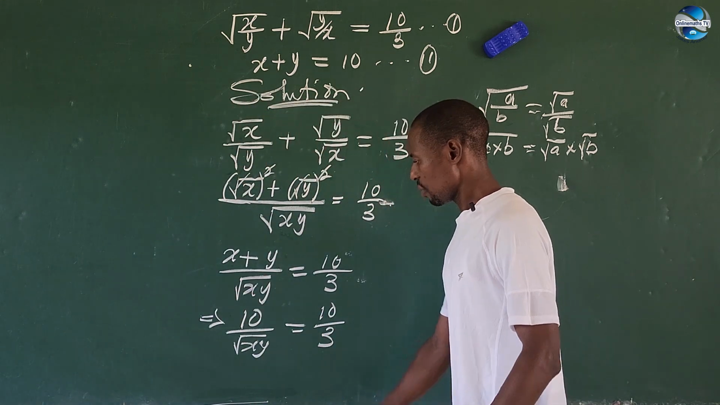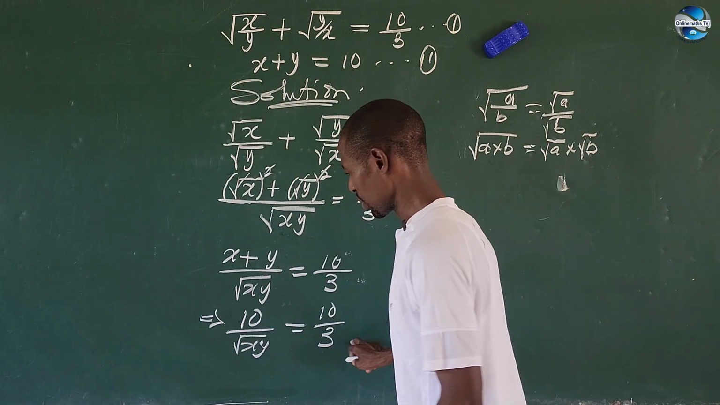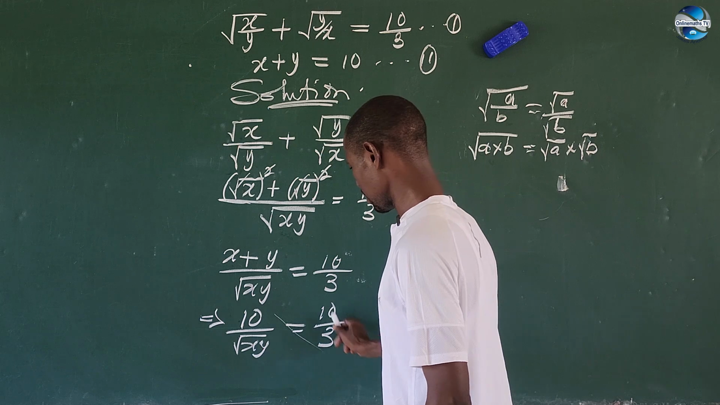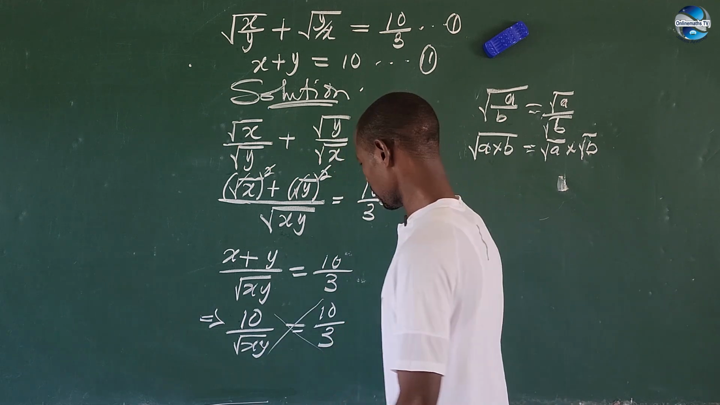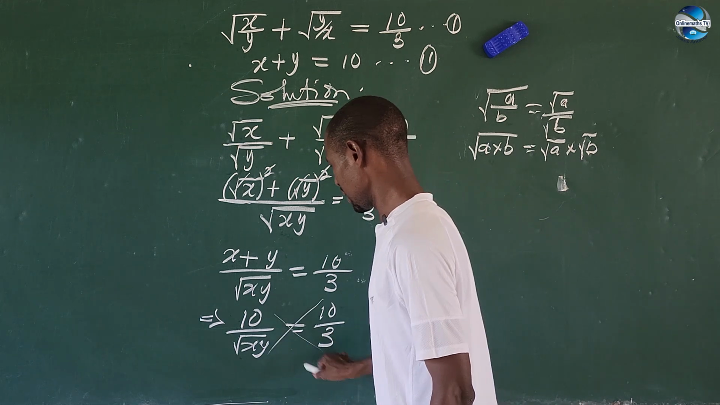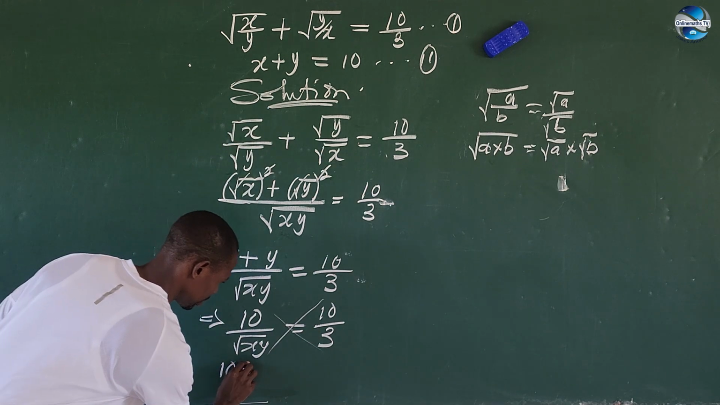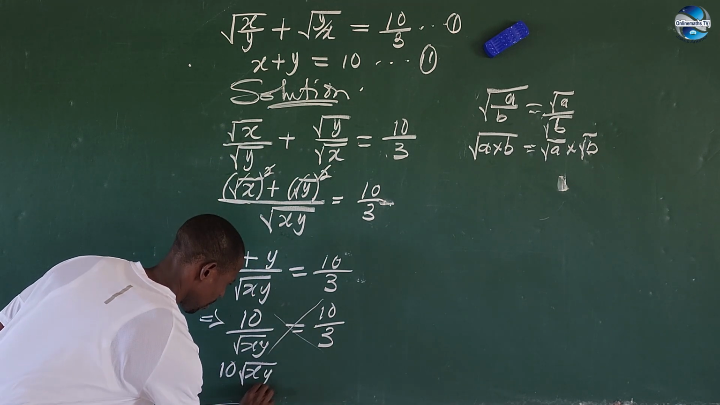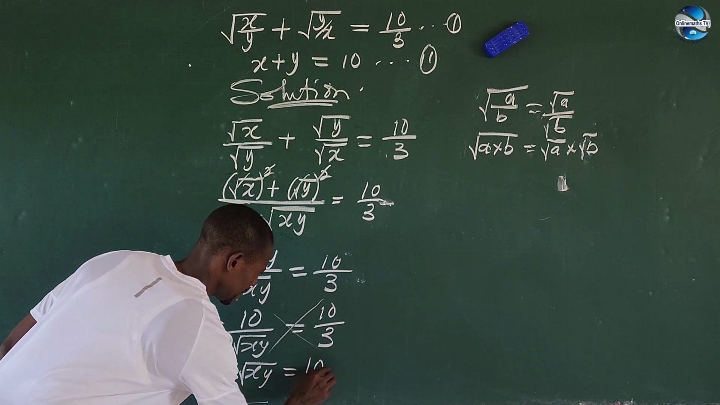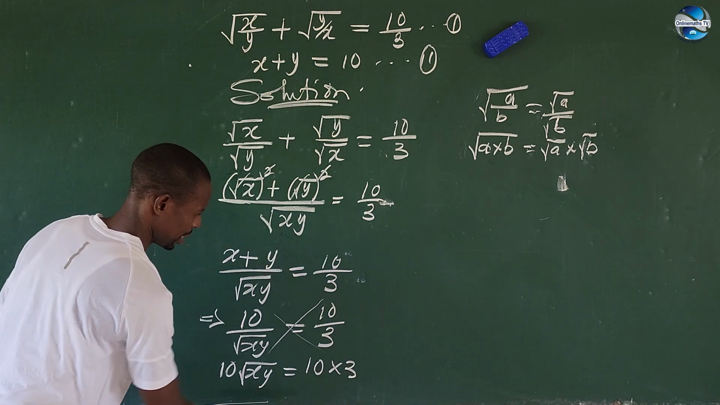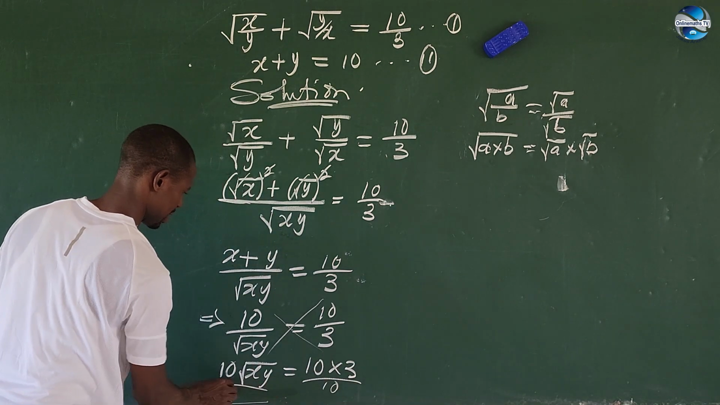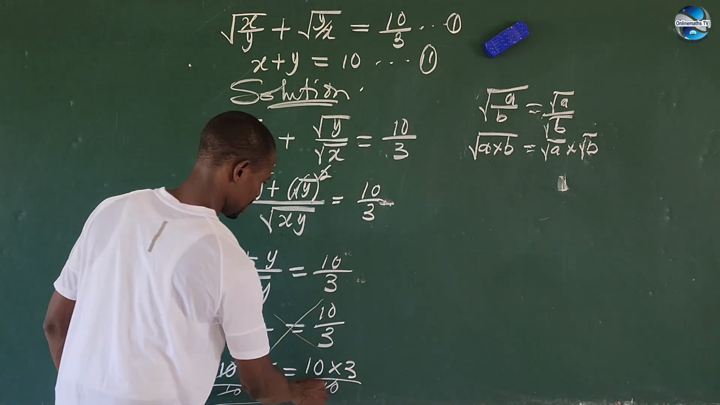Good. Now we have this equal to this. All we just need to do is cross multiply. So when we cross multiply, we're going to have this against this and this times this. So this will automatically give us 10 times the square root of xy equal to 10 times 3. Of course, we can divide by 10, divide this by 10. So this leaves, this leaves.